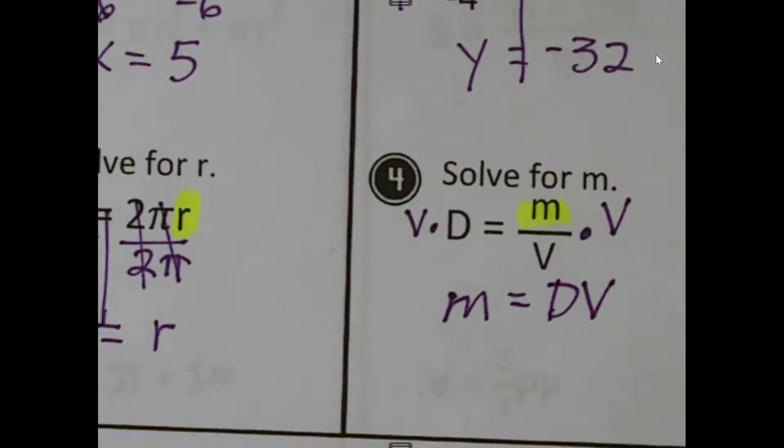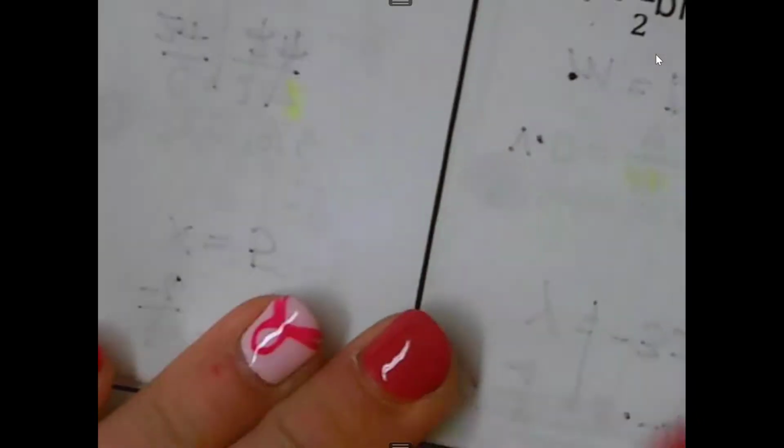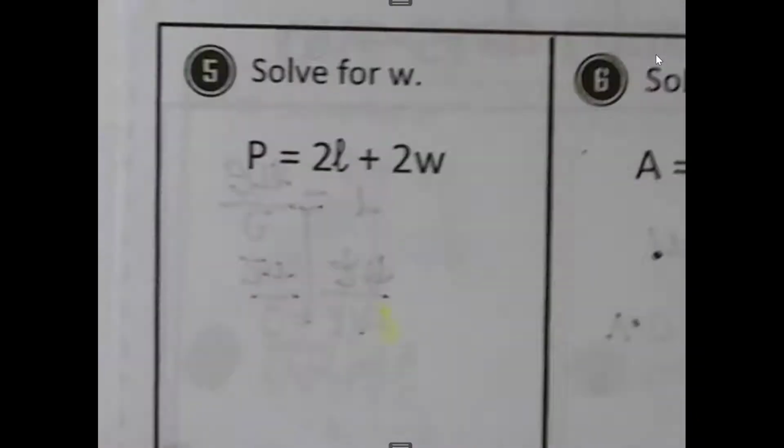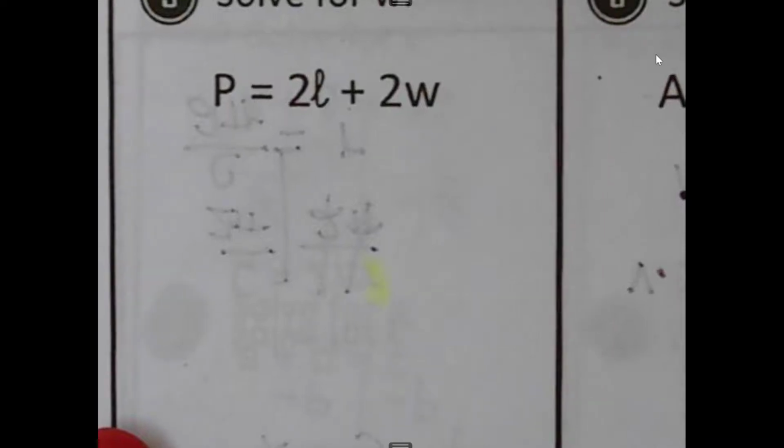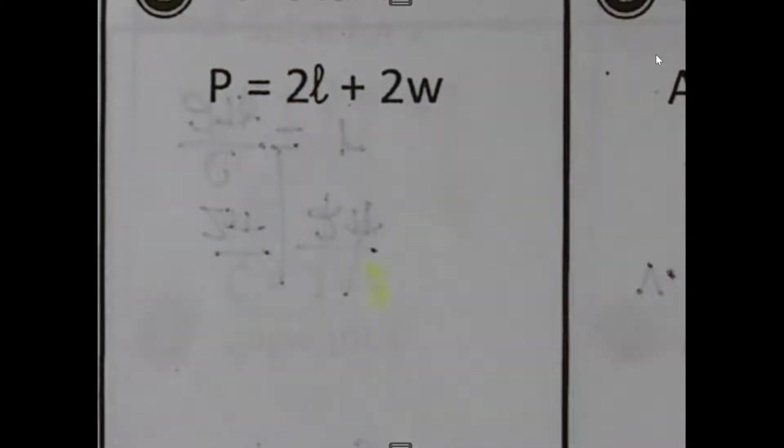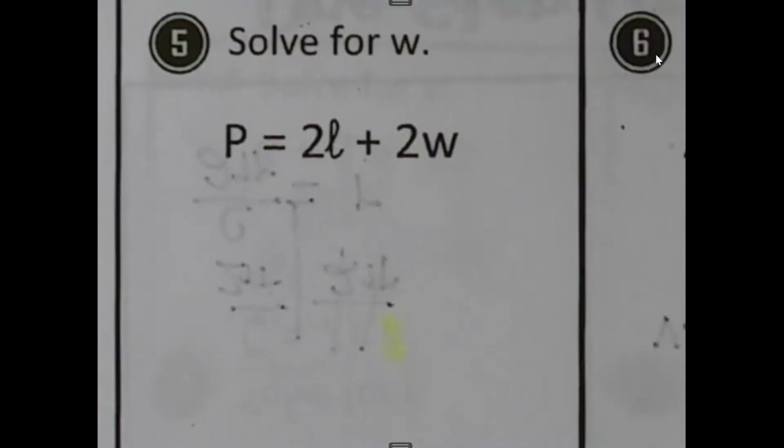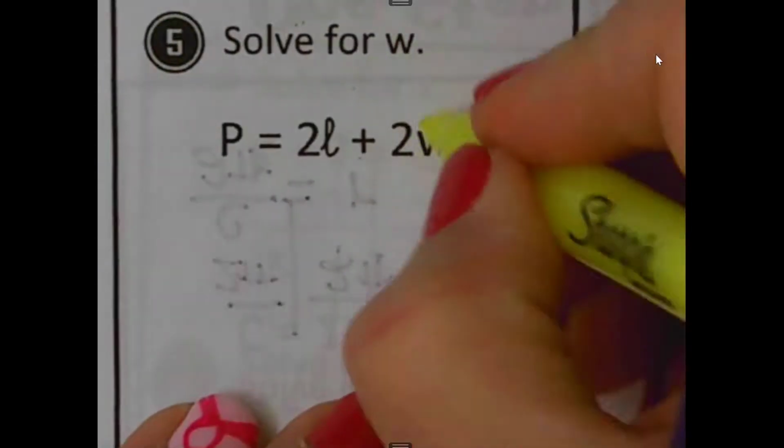Let's move on to two-step equations. Again, I definitely think that highlighter helps us. Now this is a perimeter of a rectangle. It wants us to solve for w. I'm going to highlight w.